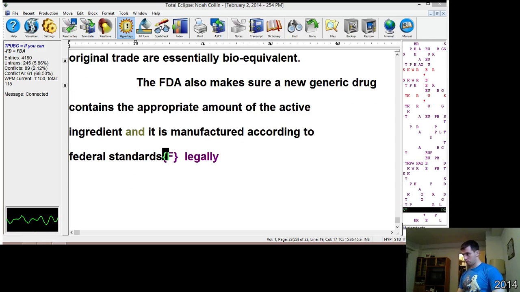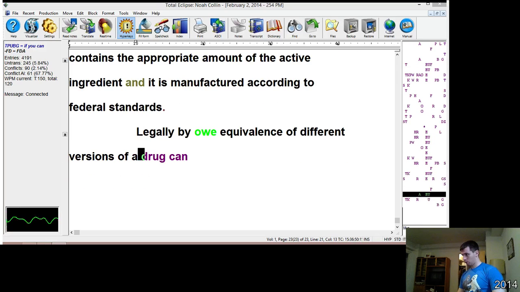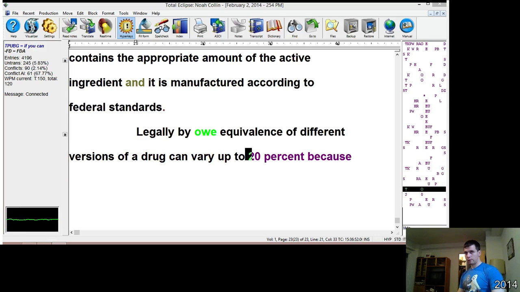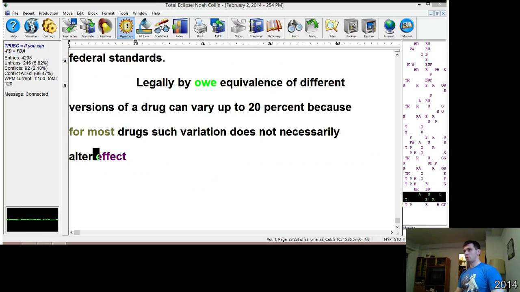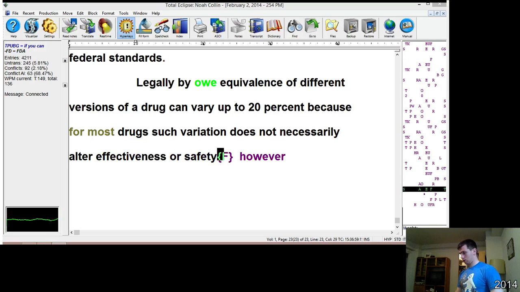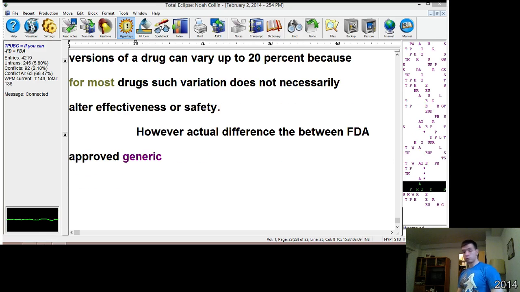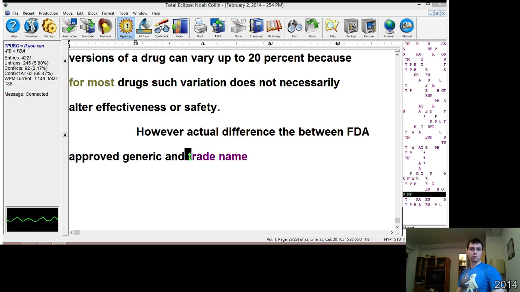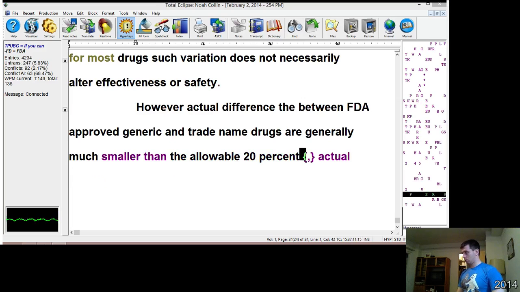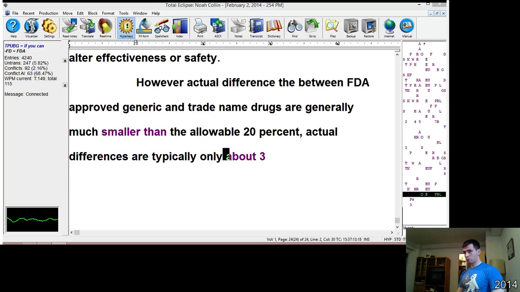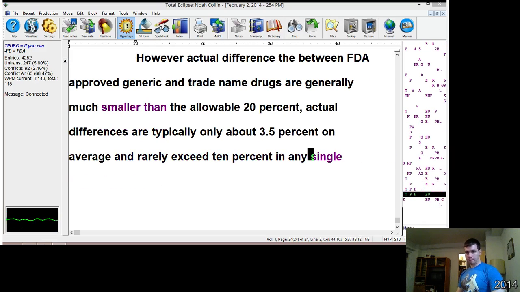Legally, bioequivalence of different versions of a drug can vary up to 20%, because for most drugs, such variation does not necessarily alter effectiveness or safety. However, actual differences between FDA-approved generic and trade name drugs are generally much smaller than the allowable 20%. Actual differences are typically only about 3.5% on average and rarely exceed 10% in any single study of bioequivalence.